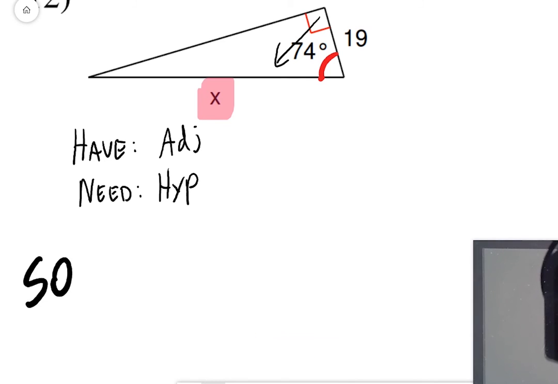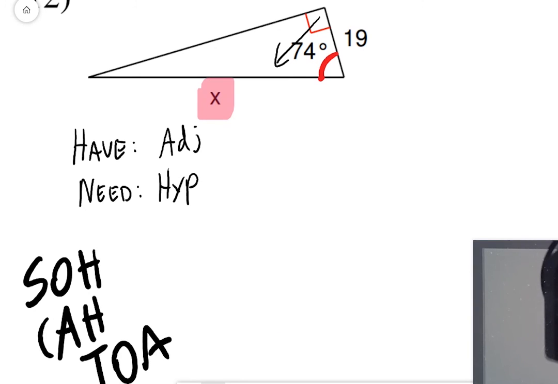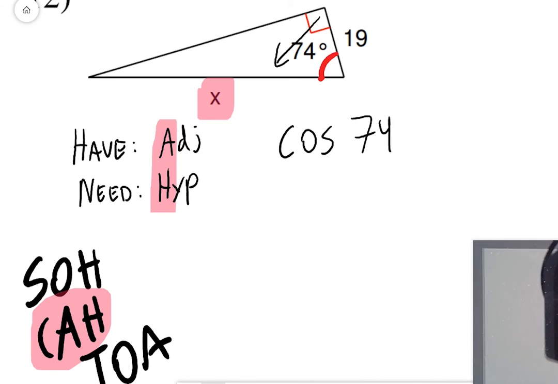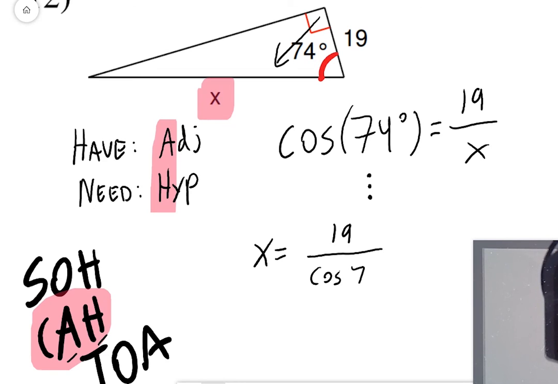Next step. So, Sokotoa. We have adjacent, we need hypotenuse, only one ratio has both, it's cosine. Cosine of 74 degrees is the same ratio as adjacent over hypotenuse, 19 over x. I'm just going to skip straight to the last bit. X equals 19 over cosine of 74 degrees.